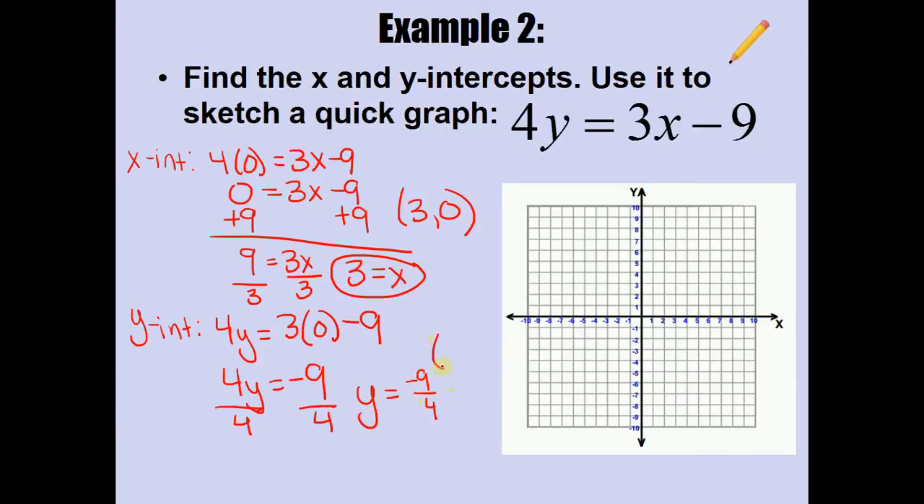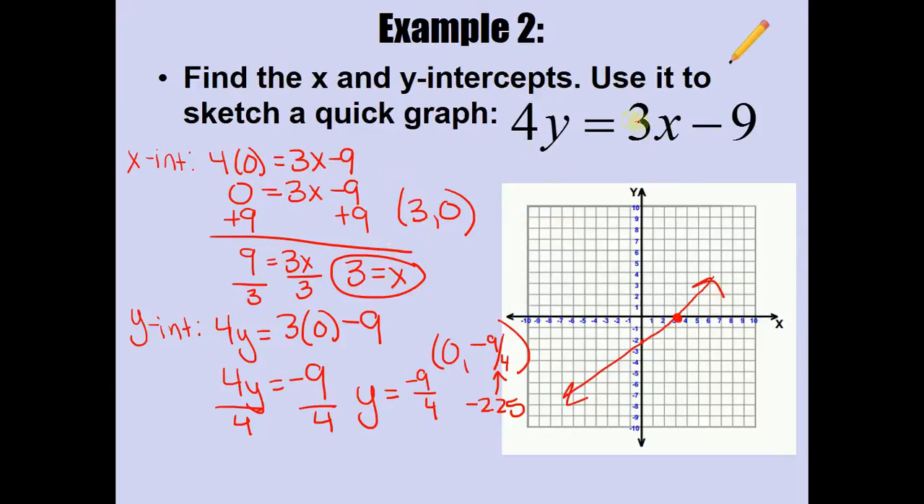So my ordered pair would be 0, negative 9/4, which in my head I'm going to translate to 2.25. So 2 1/4, negative 2 1/4. Let's graph those two ordered pairs. So I have the point 3, 0 and negative 2.25. About right there. Cross through. And done.